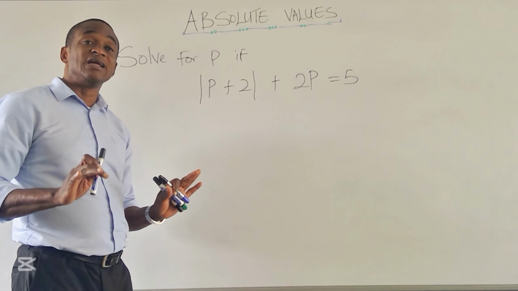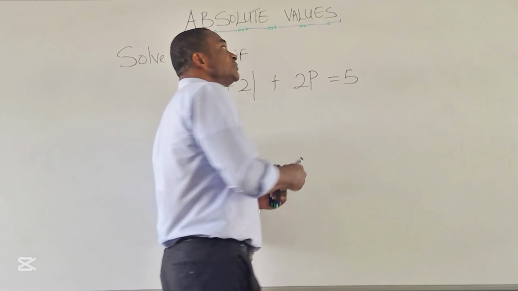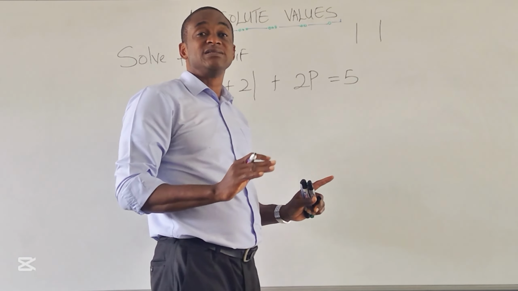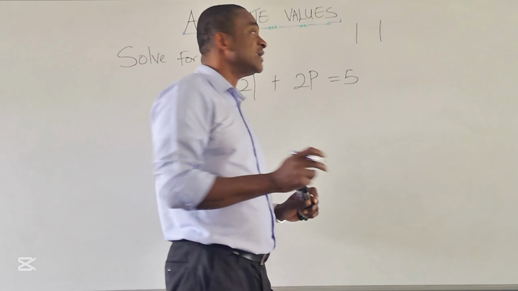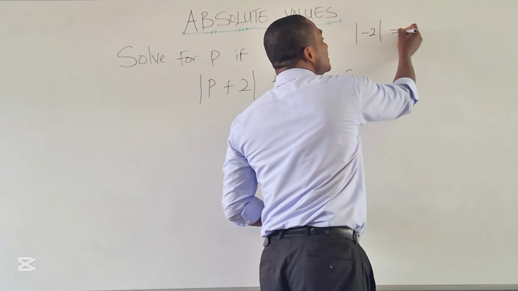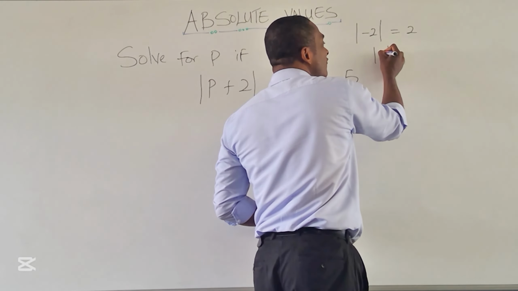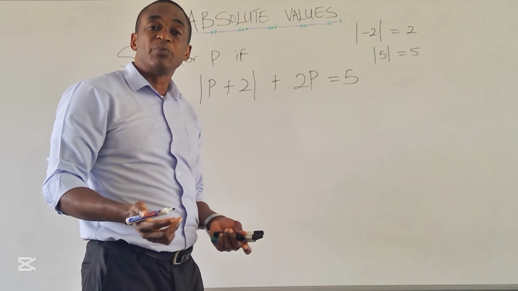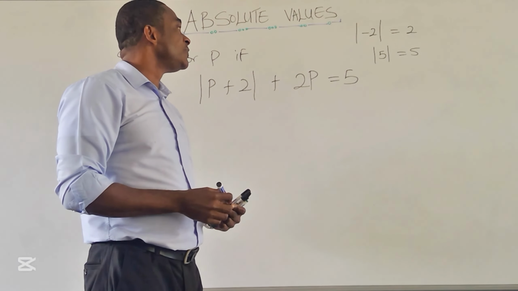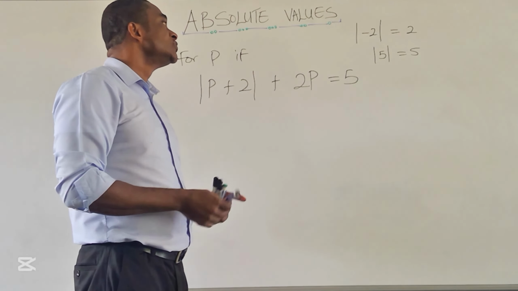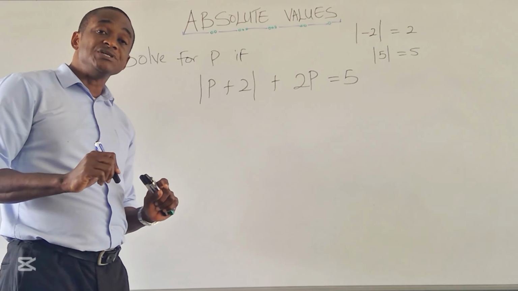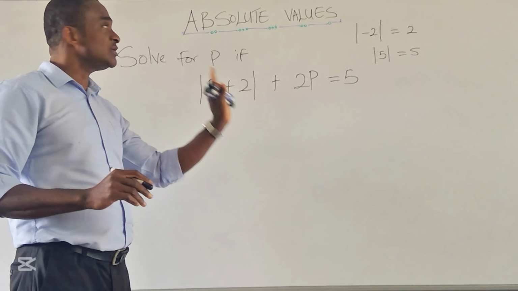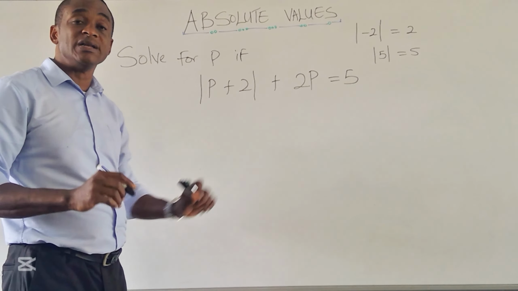We need to understand the foundation of absolute value. Whenever you have an absolute value bar, the rule is that whatever you have inside can never return a negative value. So the absolute value of negative 2 is 2, and the absolute value of 5 is 5. Whatever you have inside, whether positive or negative, can only return a positive value. So we have two conditions, and they give the foundation of everything we do under absolute value.